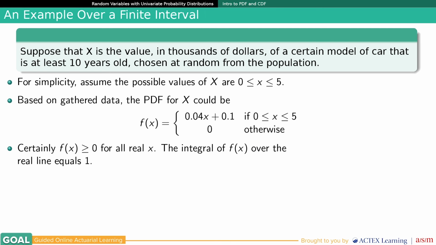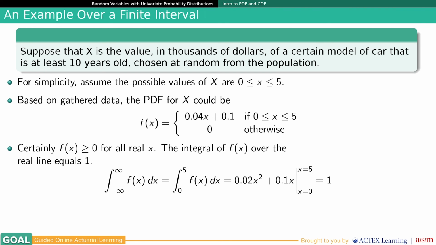Certainly this function is non-negative. It's greater than or equal to 0 for all real x, and you should check that the integral over the real line equals 1. And here would be the calculation you would do. You do need the antiderivative of the PDF here, which would be 0.02 x squared plus 0.1 x, and evaluate that from 0 to 5, meaning plug in 5 and subtract what you get when you plug in 0. And you can check that you get 1.